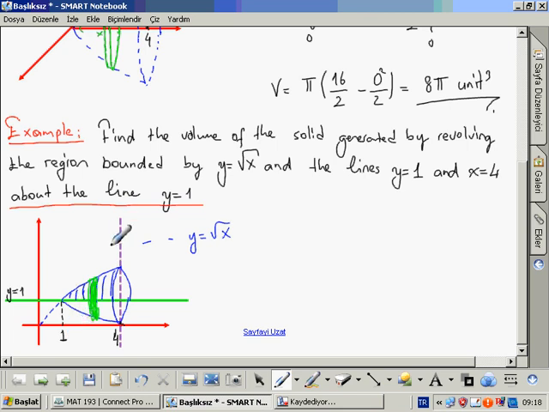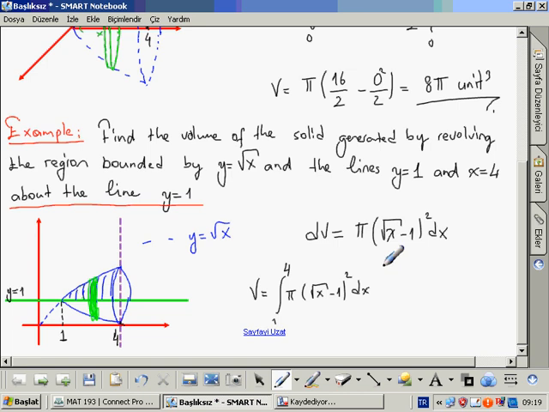So the volume element equals the volume of this solid, and the del V equals pi times square root of x minus 1, square del x, because this line is here, y equals 1. So the integral volume equals integral from 1 to 4 of pi times square root of x minus 1 square del x, and then when you integrate this and put the boundary values, you will find 7 pi over 6 unit cube.